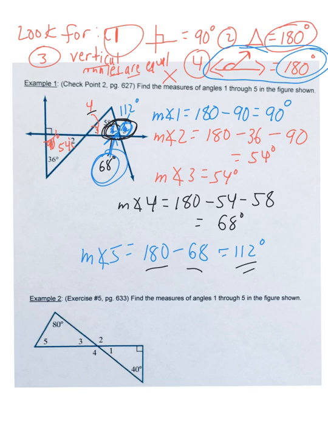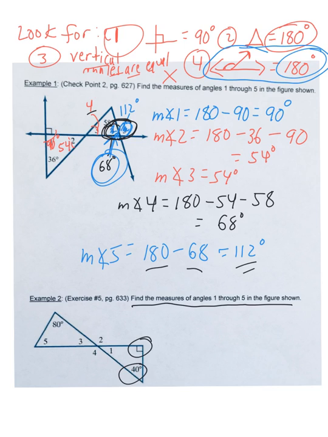I'm looking at example 2. Example 2 says find the measures of angles 1 through 5 in the figures shown. As we look closely, we have 3 angles. We have an 80 degree angle, a 40 degree angle, and a right angle for 90 degrees.